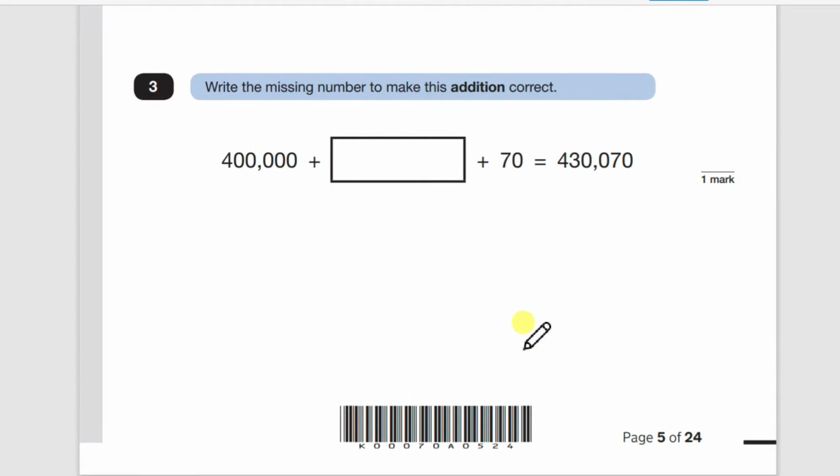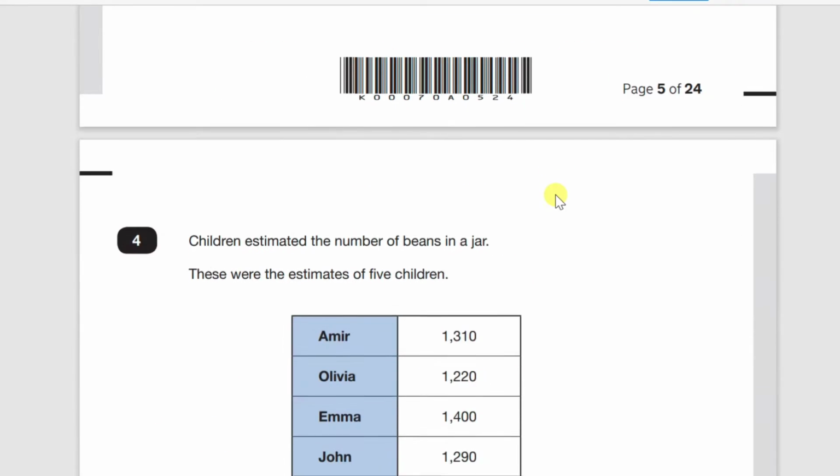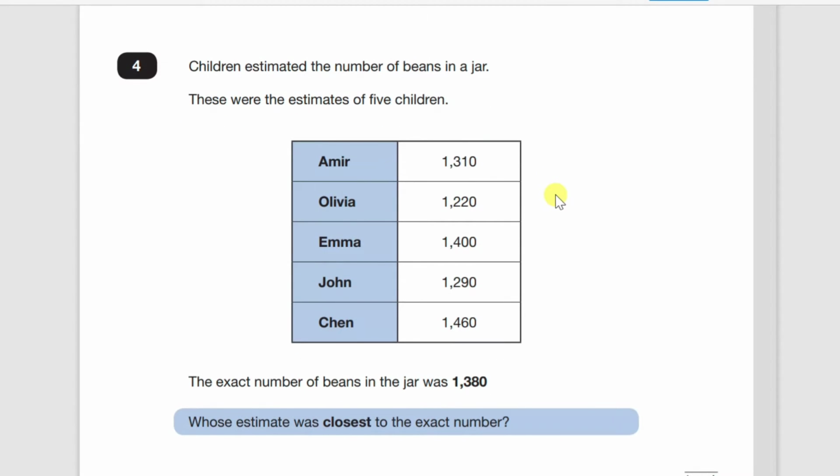Okay, 3. Write the missing number to make this addition correct. So we've got 400,000 plus something plus 70 gives us 430,070. This looks like a partitioning one. So we've got 70 which checks out in the tens. We've got 400,000 which checks out. All that's missing is the 3 which represents 30,000. So it just needs to be 30,000. Cool.